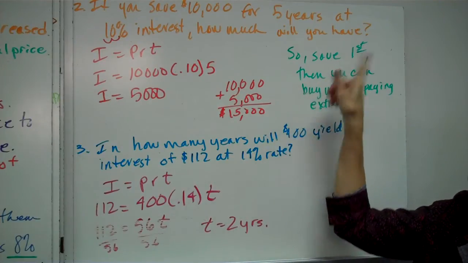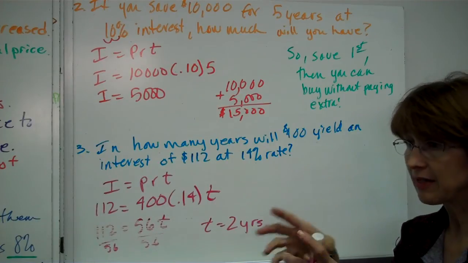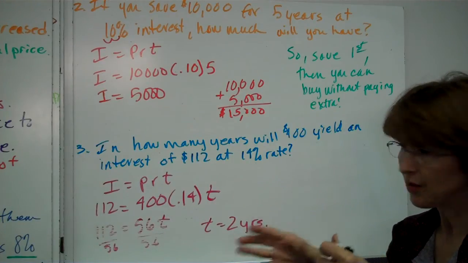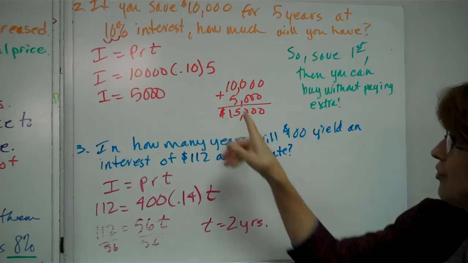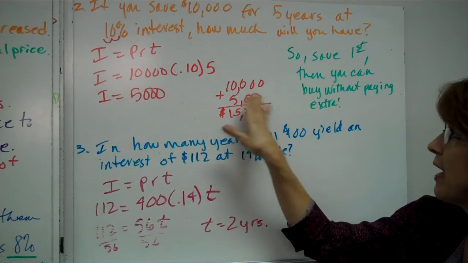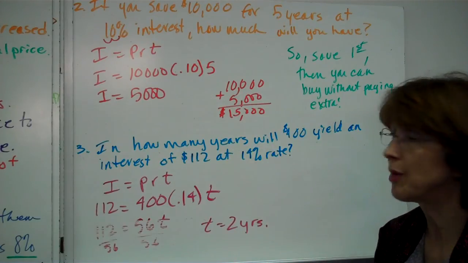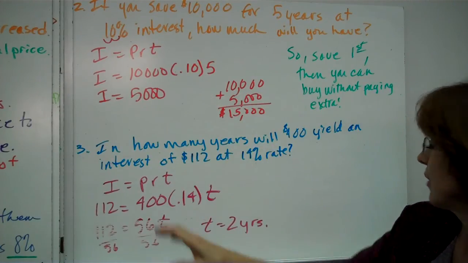So I say you save first, and then you can buy without having to pay the extra. See, on the car, you had to pay $5,700 extra. If you would just save it first before you need the car and start saving your money now, you may have a good chunk of that money already, so you won't have to pay so much in interest when you buy the car.